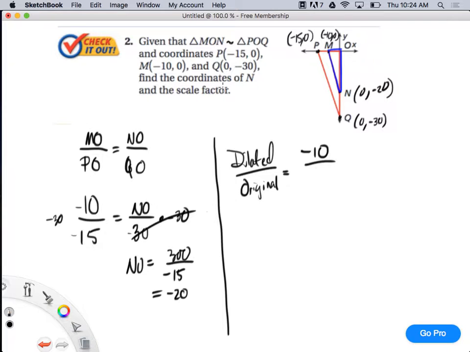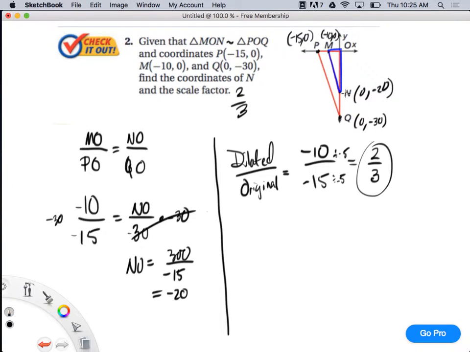What does this wiggly line mean? Similar. Alright, so it's negative 10 over the bigger one, which is negative 15, right? So you take the smaller over the bigger. And what is that? Well, that simplifies to 2/3. That's the simplest form of that fraction. I divide by negative 5 on the top and negative 5 on the bottom. So the scale factor is 2/3, so that answers that question.